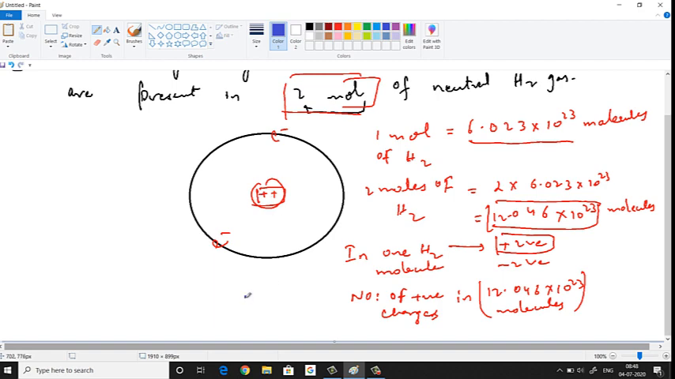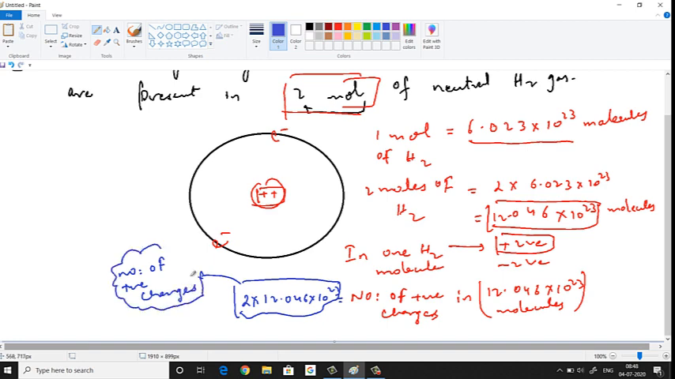How many in one? We have 2. So I'm writing this side, 2 into 12.046 into 10 power 23. This is what it is, just a number. What is this? This is the number of positive charges. Is this the charge itself? No, it is just the number of positive charges. Then how will you find the charge?